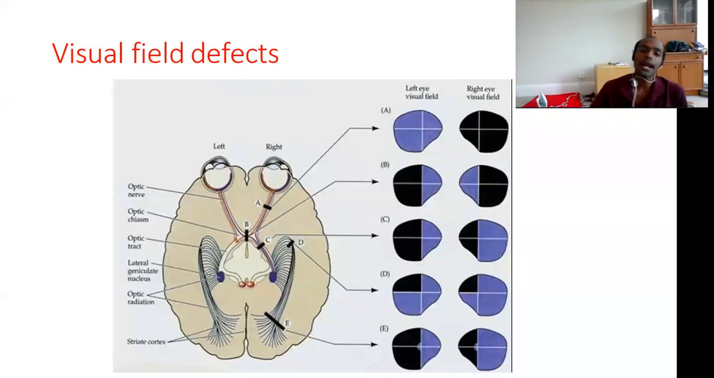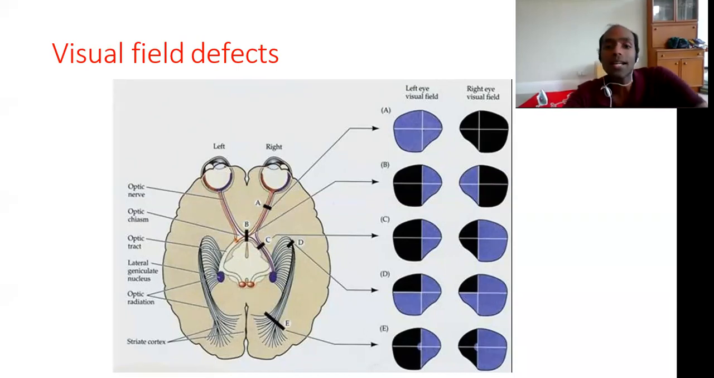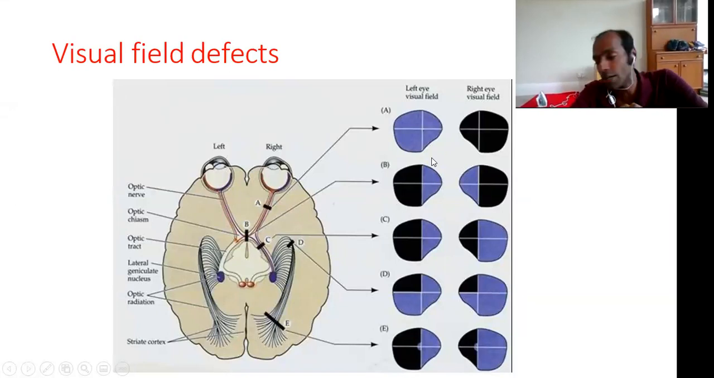Now in the second cranial nerve, what you are going to encounter is visual field defects. So you will get visual field defects for your exam. Remember, there are a whole range of visual field defects, but there are only two important ones for undergraduates. The first one is B. If you look at this diagram very carefully, B is the first visual field defect you need to know as an undergraduate medical student.